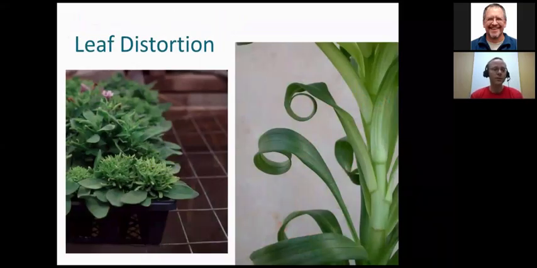Leaf distortion is another term that we use, and it can be a wide range of symptomology, but basically we're talking about something that's not normal. The color hasn't necessarily changed, but the shape of the leaf is different than what we would expect. It can be real clubbiness or clustering of the tissue, also very needle-like leaves on this petunia on the left, or curling of the leaves as we see in the lily on the right.